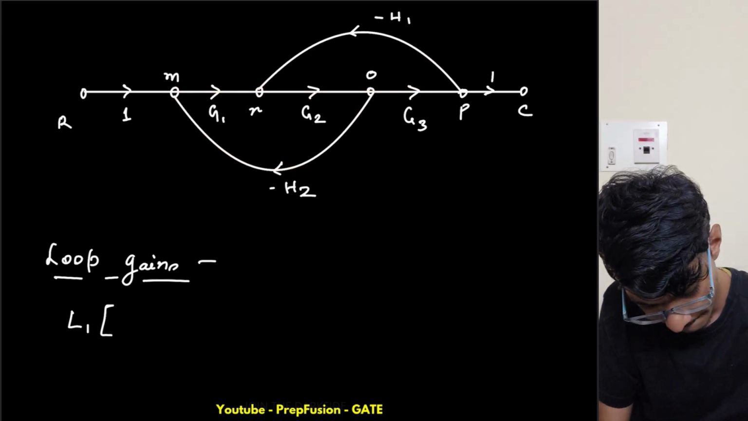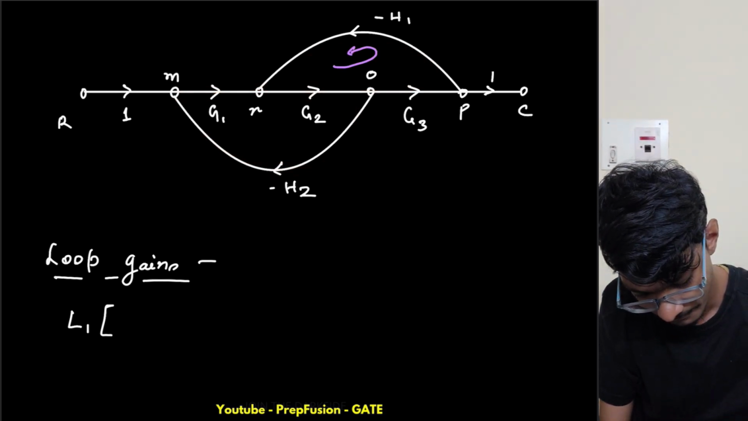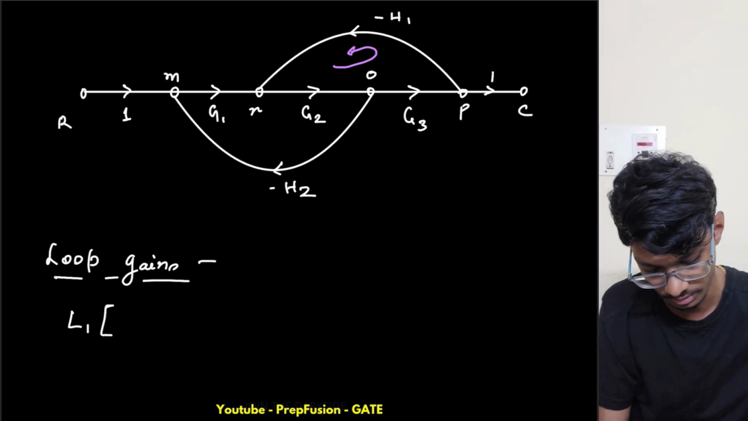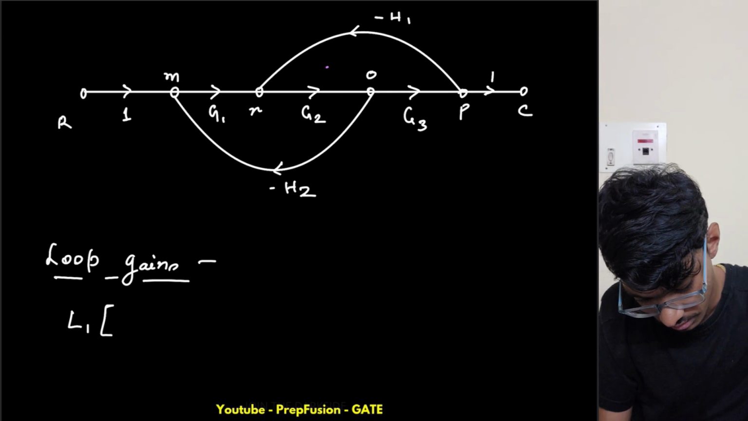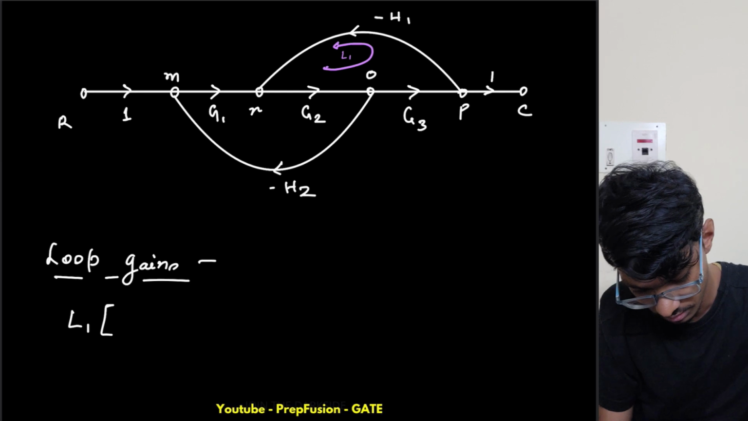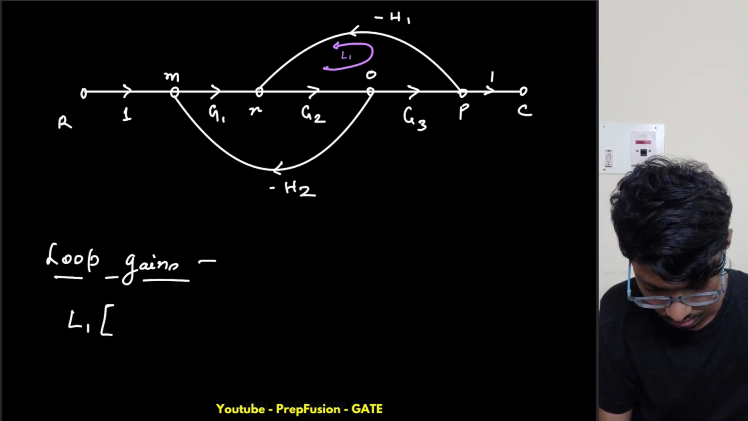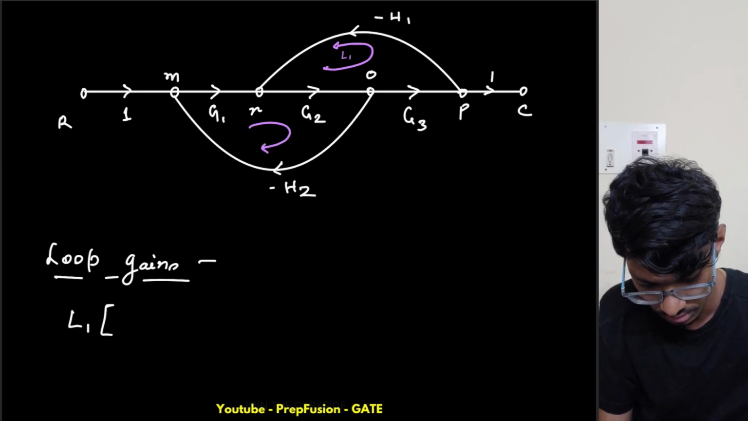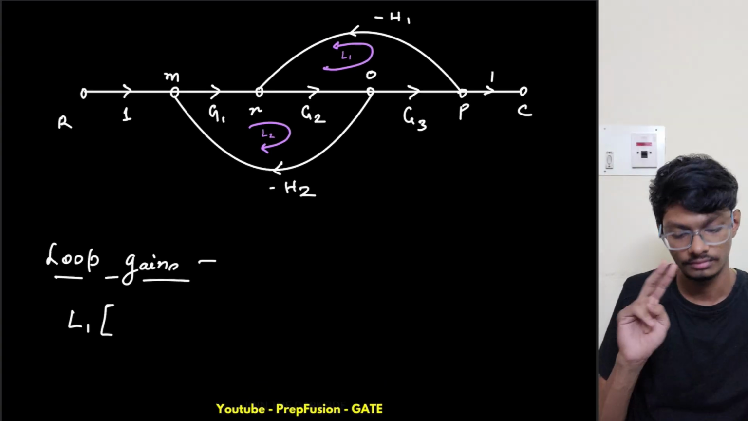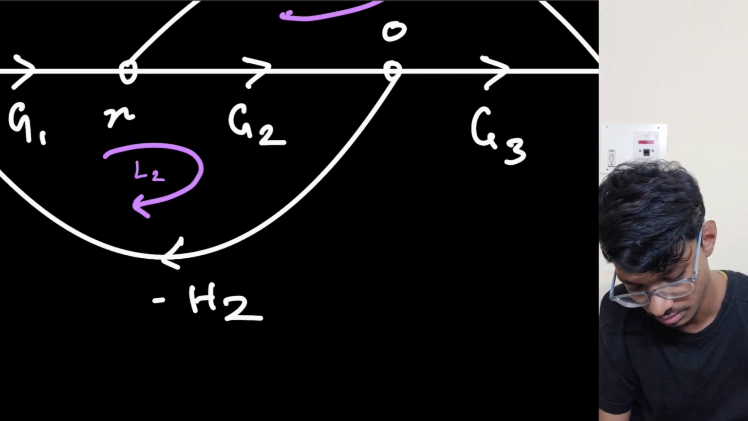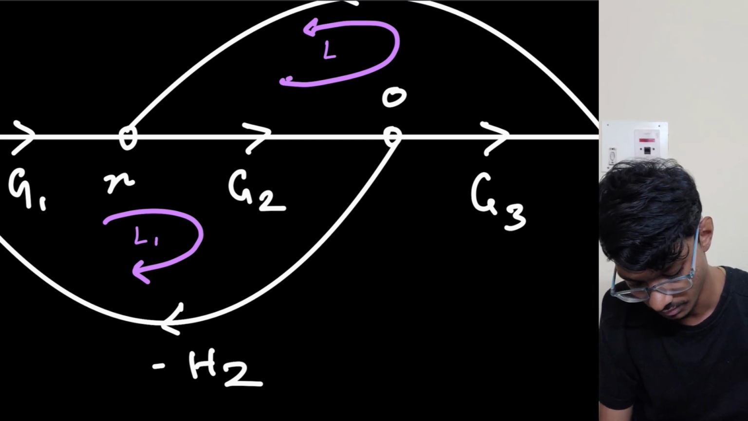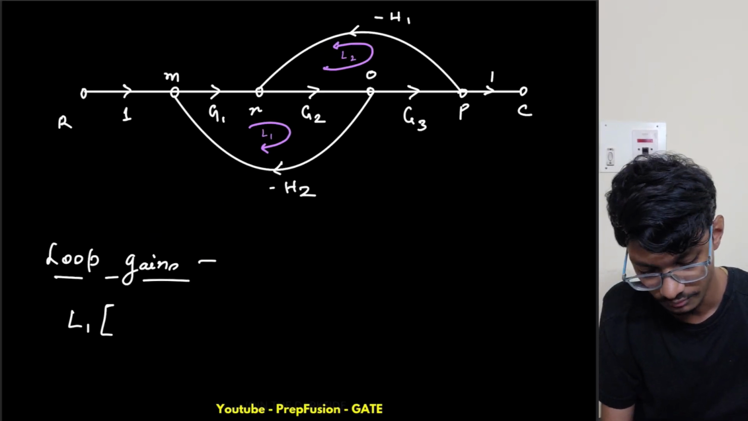Just wait a second, too much sound. This as L1 and this as L2. Sorry, let me name this as L2 and L1. Doesn't matter anyways. Okay, L1 and L2. So what is the first loop?